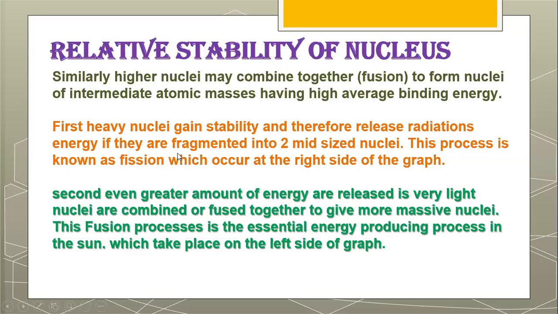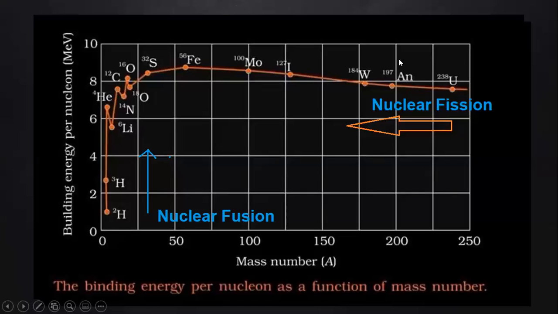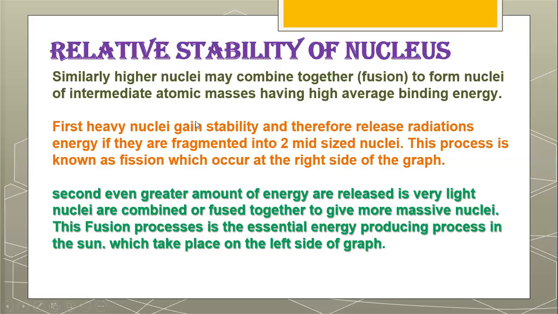And we can conclude two important points from here. First, heavy nuclei gain stability and release radiation if they are fragmented into two mid-sized nuclei. This process is known as fission, which occurs at the right side of the graph. As we have seen here, those nuclei which have higher atomic mass are disintegrated by nuclear fission with the emission of nuclear radiation. Nuclear fission occurs at the right side of the graph.